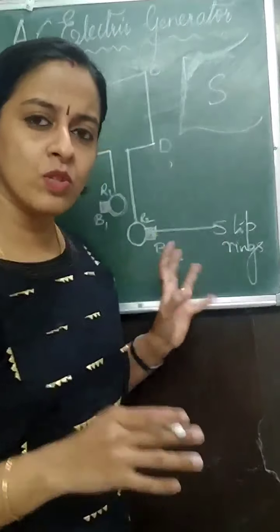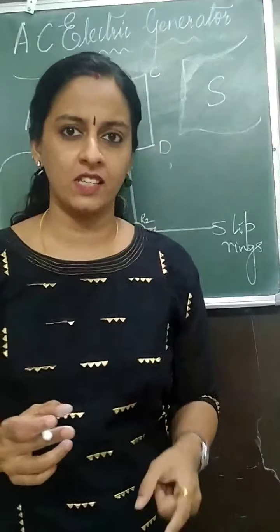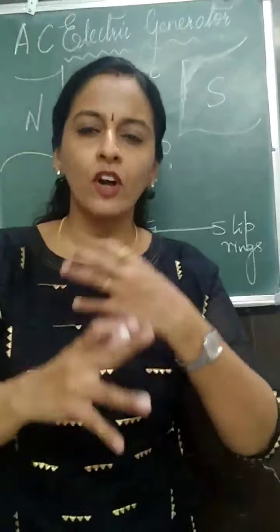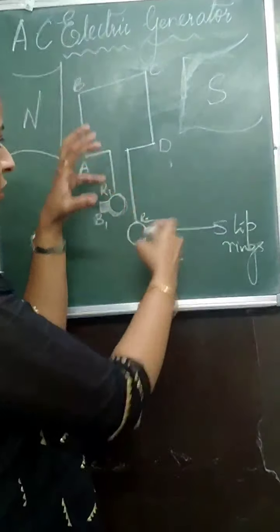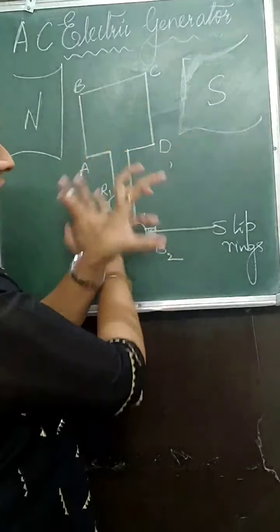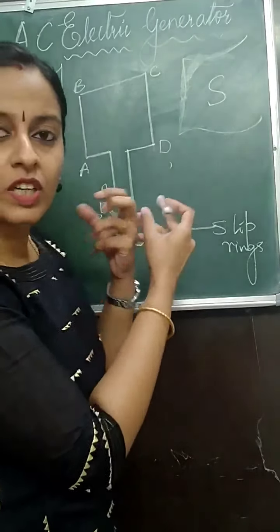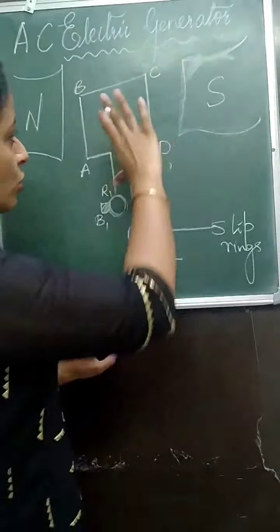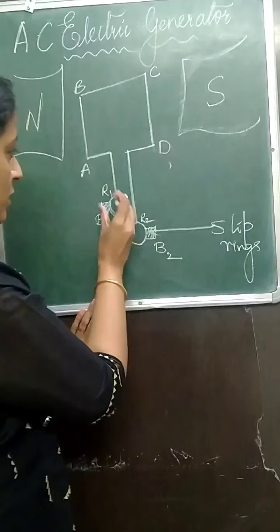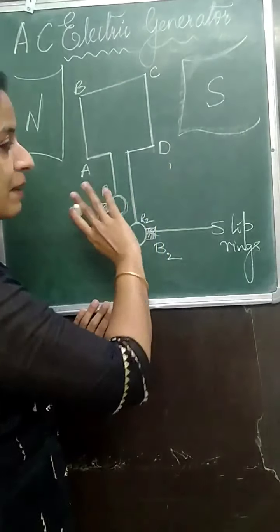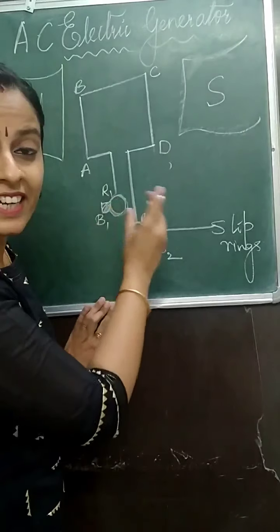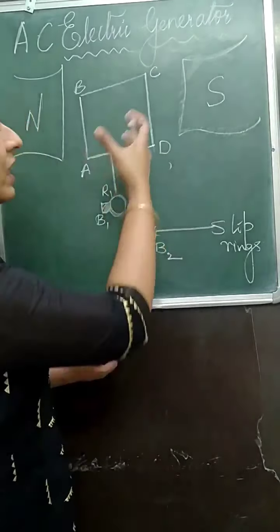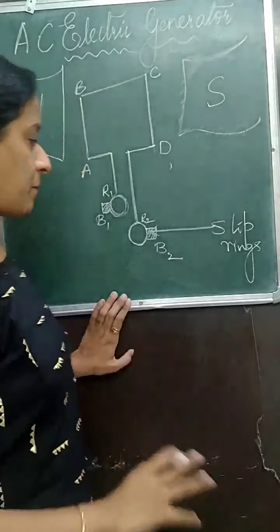Now why are we using these slip rings? First thing is that so that the coil does not get entangled. Otherwise, when it rotates, the wires will get tangled. So the connection will be lost. So to avoid that we are using slip rings so that when the coil moves, the slip rings also move with it, and it will avoid the entanglement or confusion in the movement of the coil.